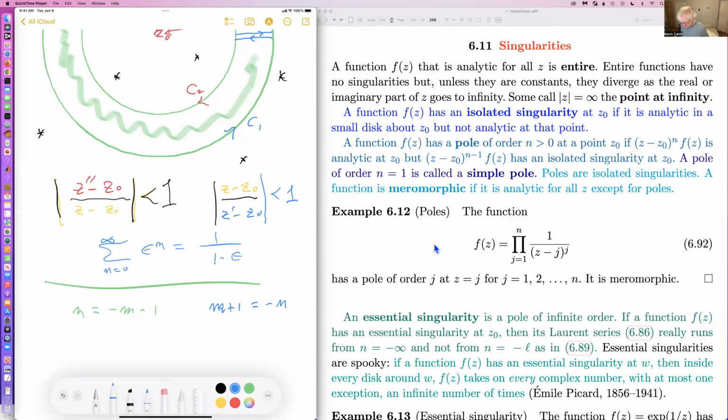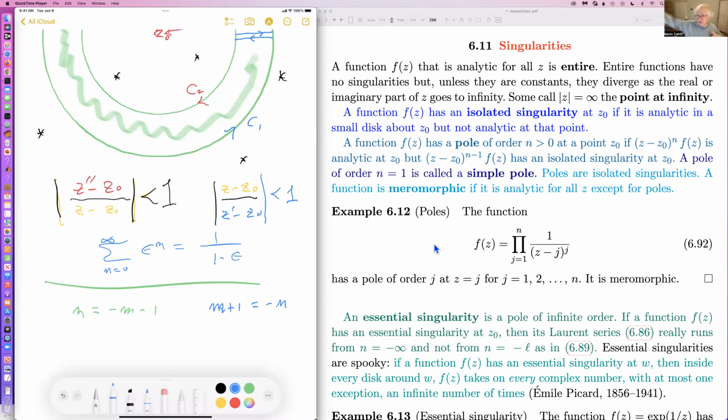Now, the next topic is singularities, and the concept is quite simple. A function that's analytic everywhere is entire. Entire functions then have no singularities, but on the other hand, as I said to you earlier, by the theorems that we just went through earlier today, the absolute value of the function f of z has to go to infinity as the real or imaginary part of z goes to infinity.